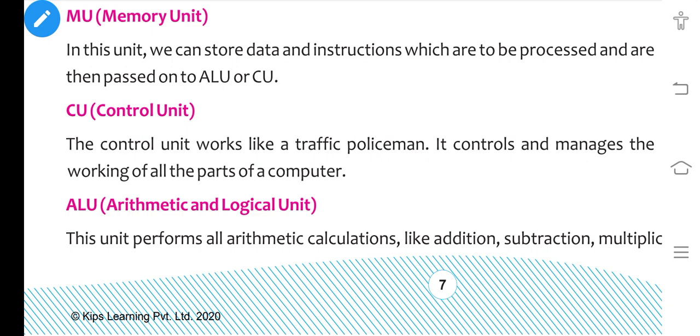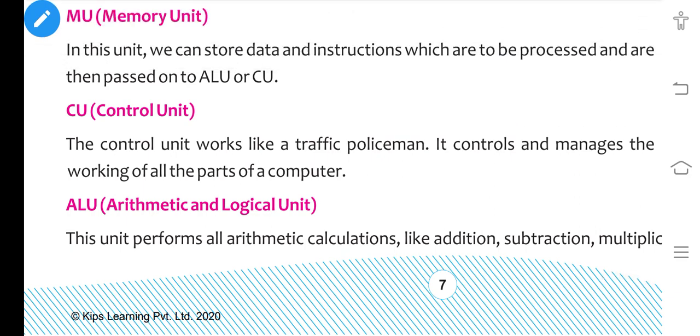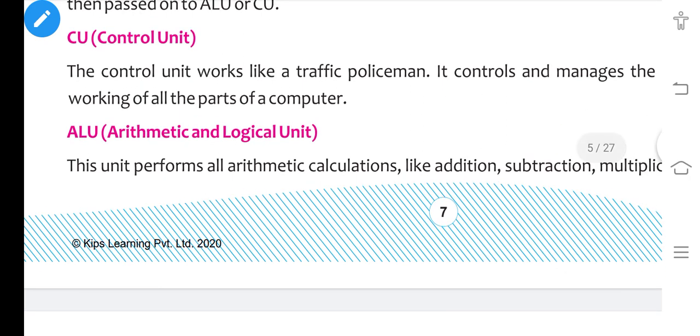First, memory unit. As its name says, memory means to store anything. So the use of the memory unit in a computer is to store data and instructions. Second is the control unit. It controls the working of all the parts of the computer. ALU, that is arithmetic and logical unit, performs all the arithmetic calculations like addition, subtraction, multiplication and division.